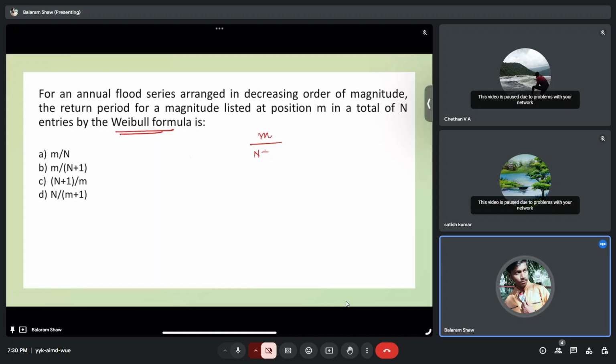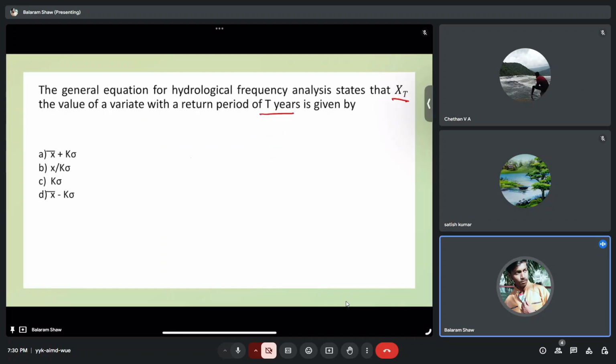Next question is: the general equation for a hydrological frequency analysis states that xt, the value of the variate with a return period of t years, is given by. So we know, with the confidence interval, that we can write the variate as the general equation xt equals x bar plus or minus t into sigma. So the answer will be both of these.